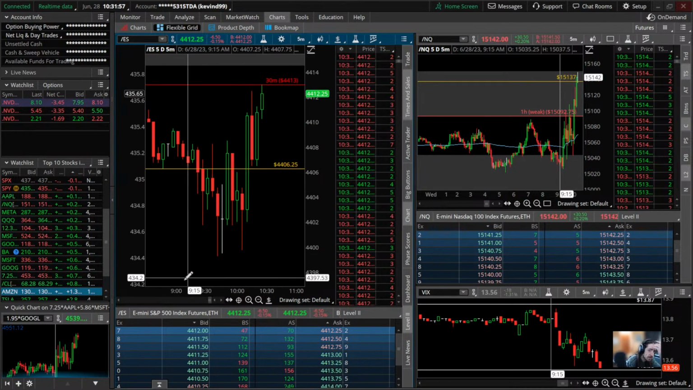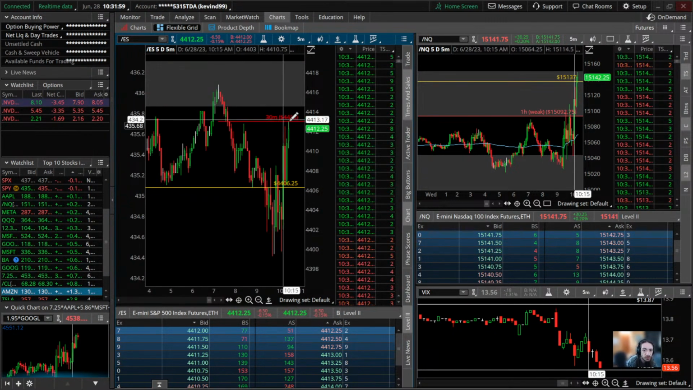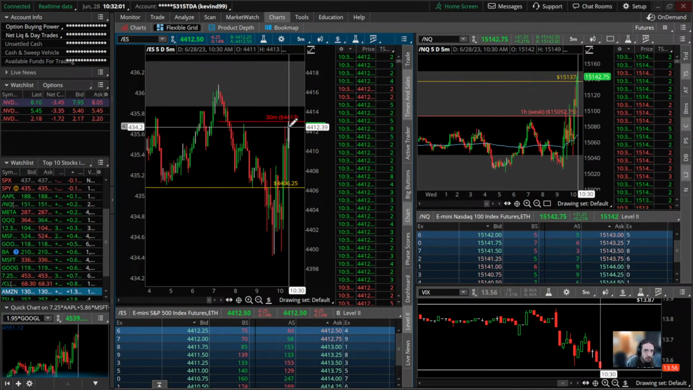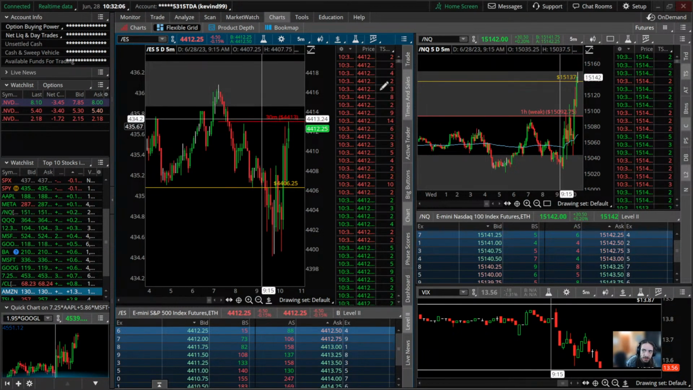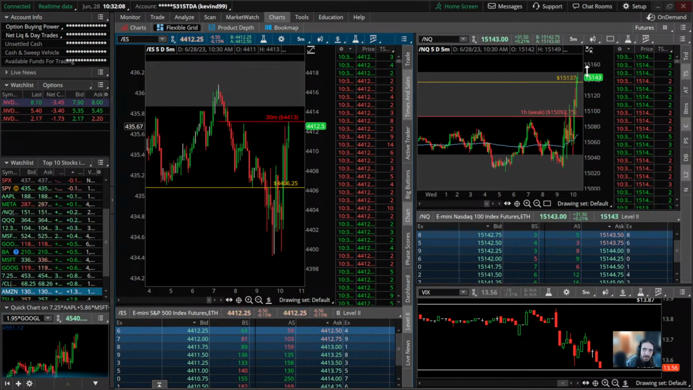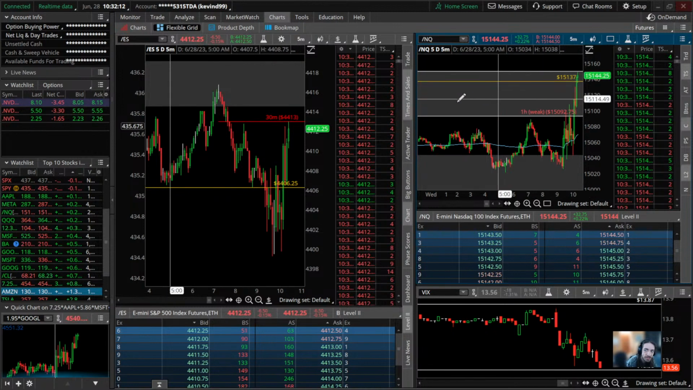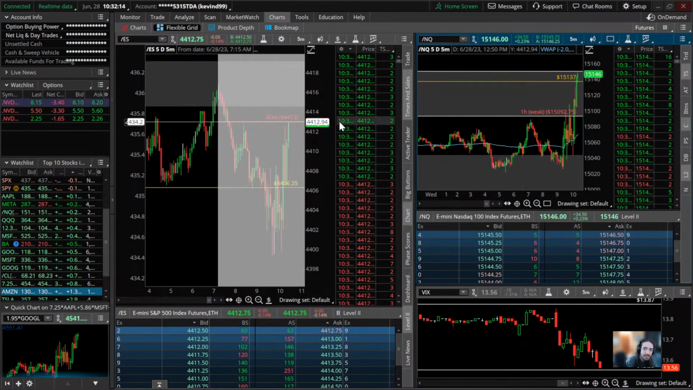So let's check again the 5-minute. Right, we wicked exactly off. The high is 4413. That is where that 30-minute supply zone starts. Now we're also at the top of this area of interest on NASDAQ too. This is an interesting area to potentially short. You got to think, well, what's retail doing right now?